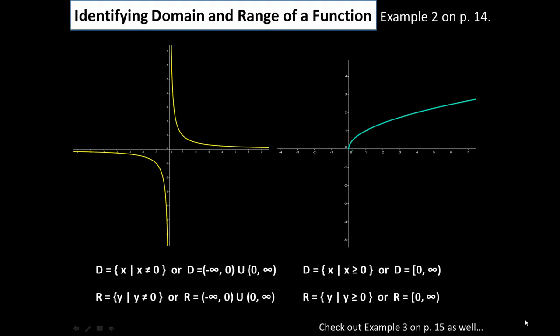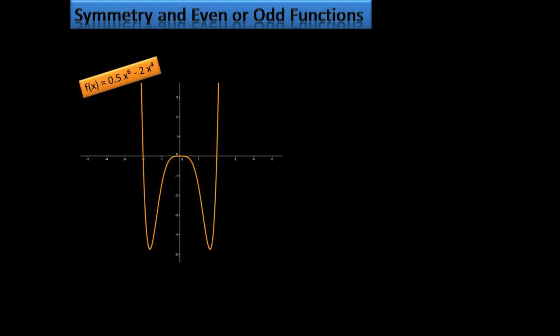Okay, you can also check out example 3 on page 15 as well if you want another look at some domain and range from a graph. Okay, next we're going to talk about symmetry and even or odd. So here's a picture of a function for you. It's 0.5x to the 6th minus 2x to the 4th.